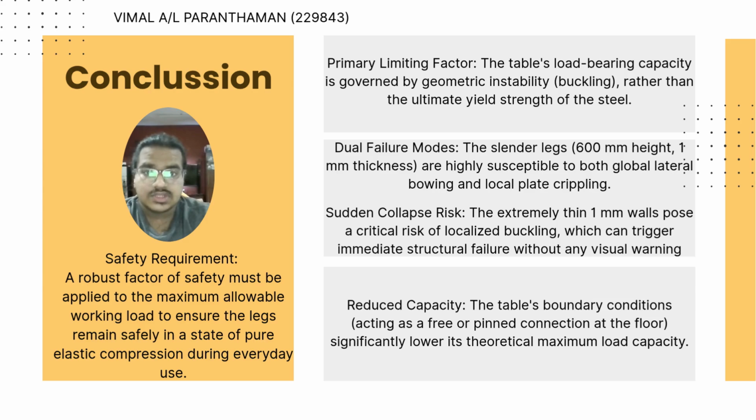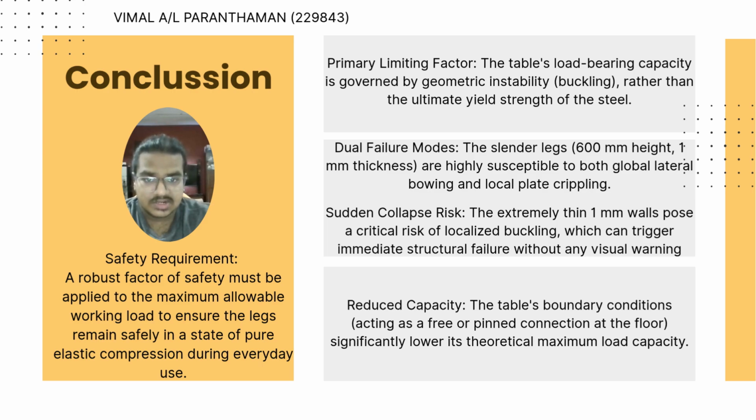Now, moving on to the conclusion. The primary limiting factor is that the table's load-bearing capacity is governed mainly by geometric instability, rather than the ultimate yield strength of steel. Dual failure modes are that the slender legs, 600 mm in height and 1 mm in thickness, are highly susceptible to both global lateral bowing and local plate crippling.